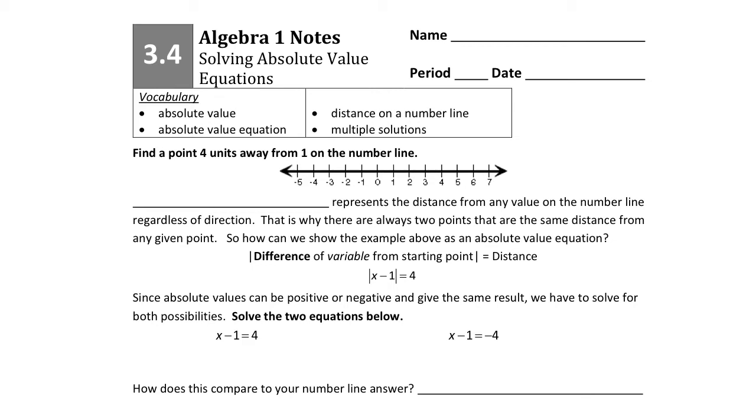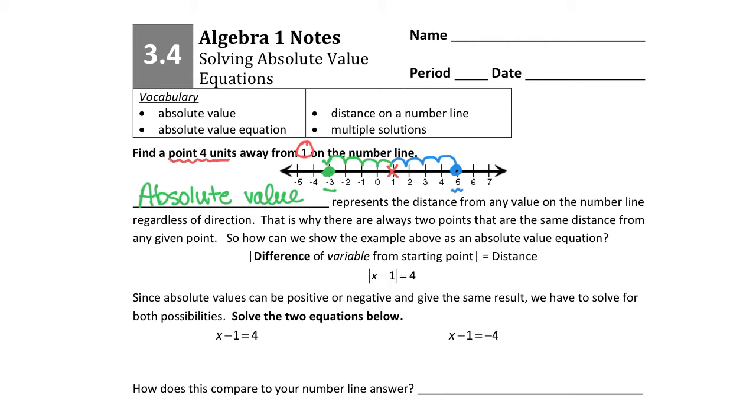Let's start with this simple example. It says find a point 4 units away from 1 on the number line. So I'm going to write in x right there at 1. X marks the spot. From 1, I'm going to move 1, 2, 3, 4 units away and put a point right there at 5. But it didn't say which direction, so I can also go the other direction on this number line. 1, 2, 3, 4. And this time I end up at -3.